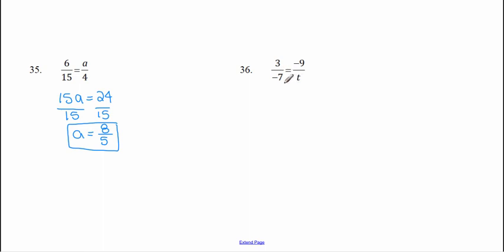Example number 36, cross multiply. 3t equals a positive 63. Divide both sides by 3. T is 21.